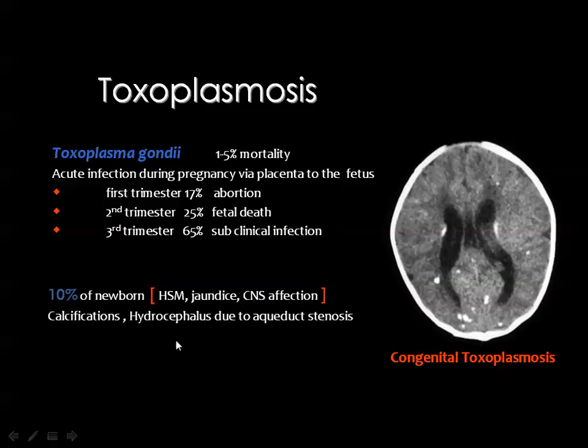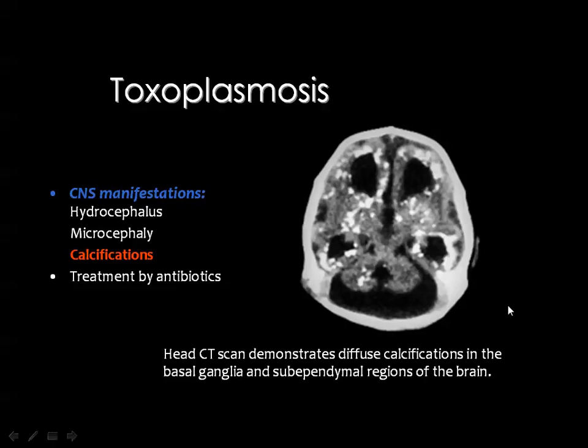Then 10% of the newborns will have hepatosplenomegaly, jaundice, together with the CNS manifestations. And the CNS manifestations include the presence of calcium around the ventricles, as you can see, and sometimes you have hydrocephalus, which is usually assumed to be due to associated aqueductal stenosis. And this is extensive periventricular calcification.